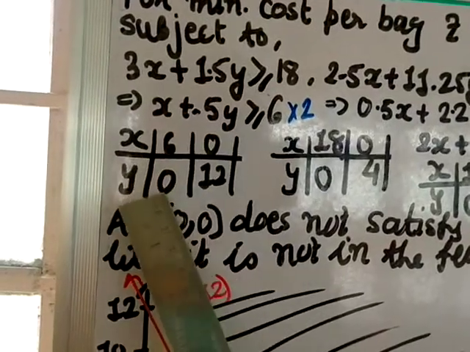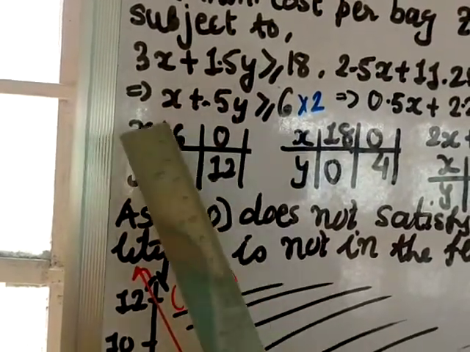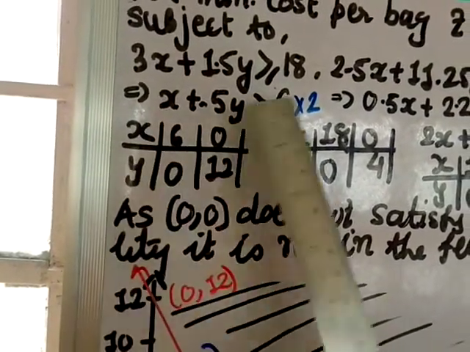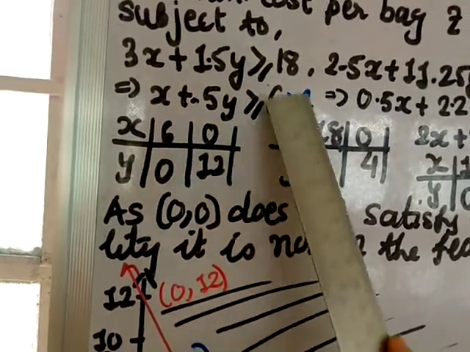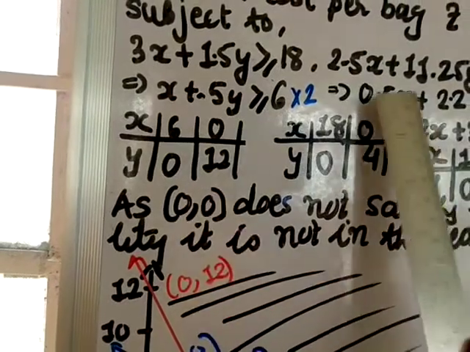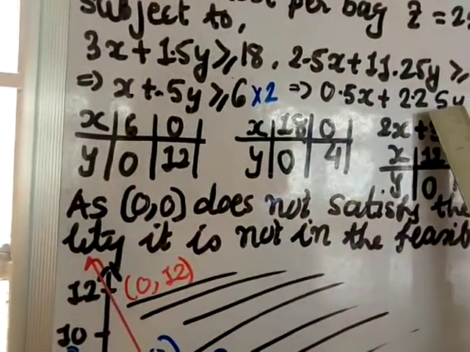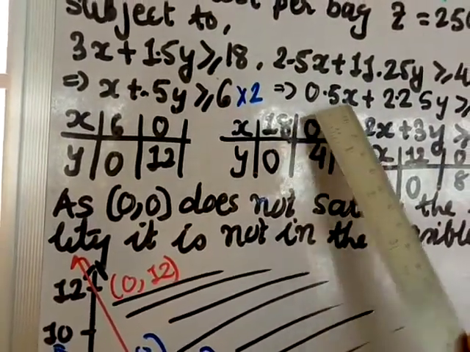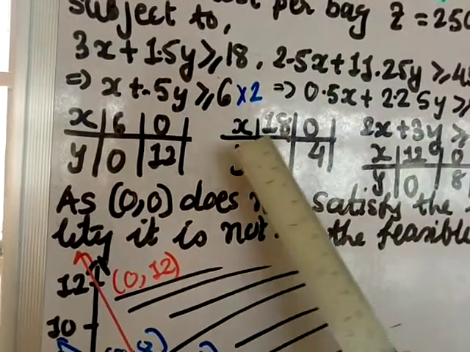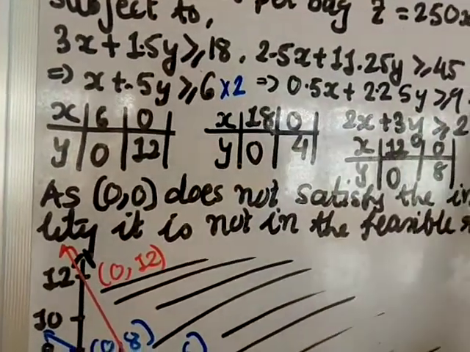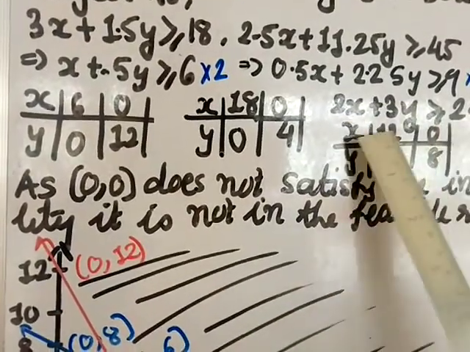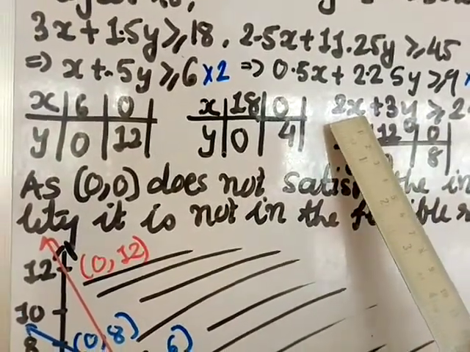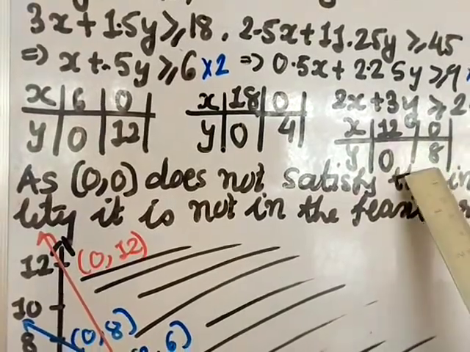Taking y equal to 0, the x value will be 6. When you take x equal to 0, y will be 6 by 0.5, which gives 12. For the second equation, if you take x equal to 0, y value will be 4, and if you take y equal to 0, x value will be 18. From the third equation, when y is 0, 2x equal to 24, so x is 12. When x equal to 0, 3y is equal to 24, which gives 8.